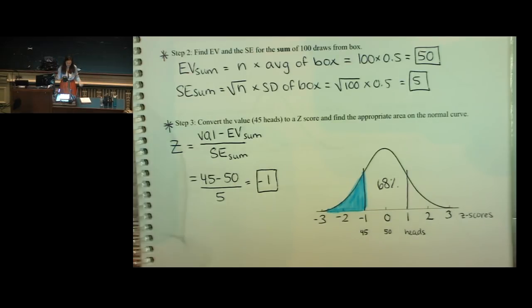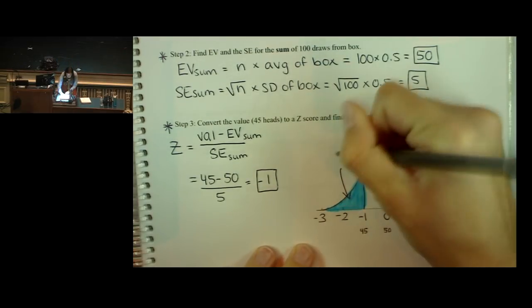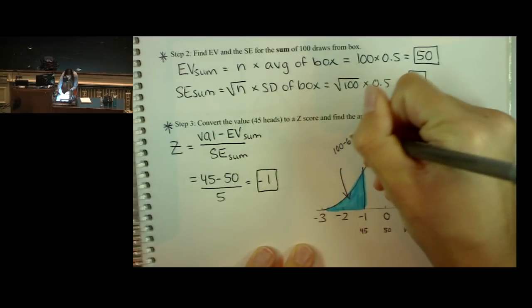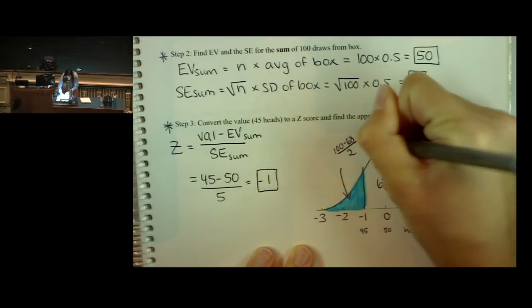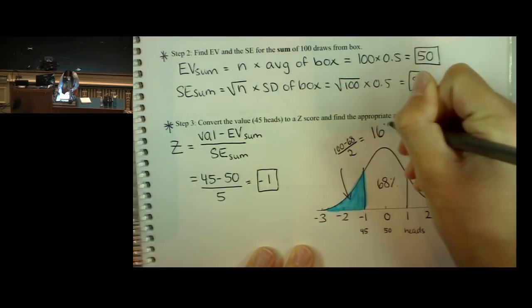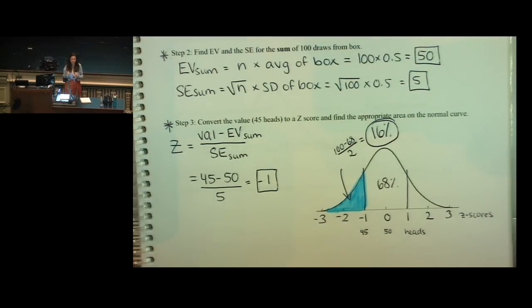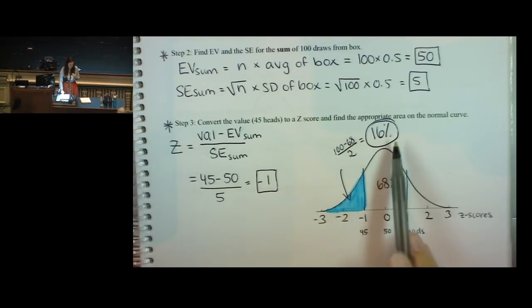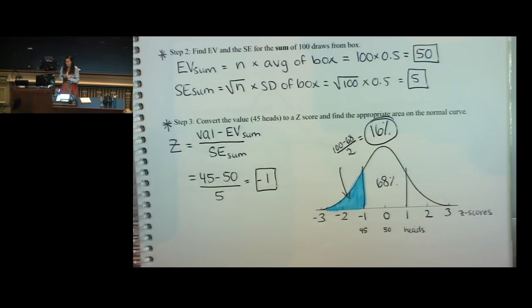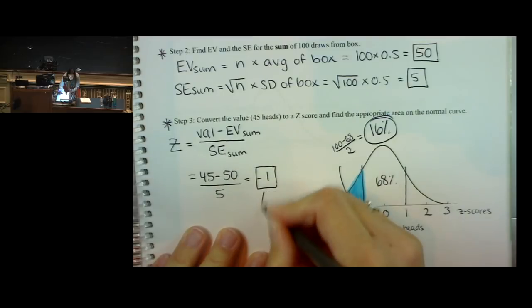And then I think everyone remembers how to get these tails. We just take 100 minus 68 divided by 2. So my final answer is 16%. What's the chance of flipping a coin 100 times and getting less than 45 heads? That's going to only be 16%. Okay? So this -1, this is my z-score.